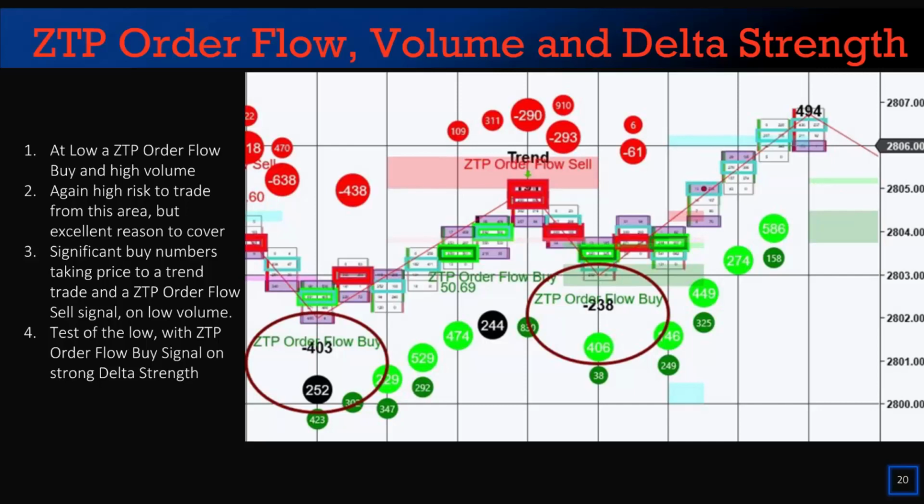So here we have basically the conclusion of these patterns. At the low, the ZTP order flow signal is given, and it's given on high volume, which is basically a clue that if you still were short, we are going to want to try and be getting out of this. We see significant buy numbers taking the price to a trend trade, followed by a ZTP order flow, and a second on the test of the low, we see the ZTP order flow buy there.